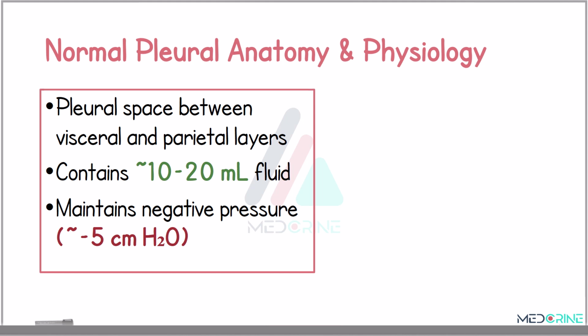To understand what goes wrong in tension pneumothorax, we must first know the normal physiology of the pleural cavity. The pleural space lies between the visceral and the parietal pleura, and it normally contains a small amount of lubricating fluid, about 10 to 20 milliliters. This maintains a negative pressure of around 5 centimeters of water. This negative pressure keeps the lungs inflated by opposing their natural elastic recoil.